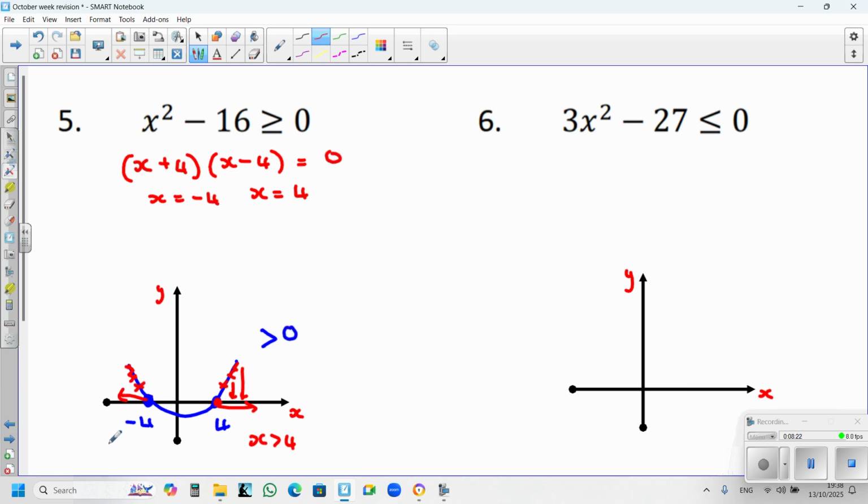So they're going as x is less than negative 4. Now there's an equal to sign on it, so we've got to put an equal to sign on these ones as well.